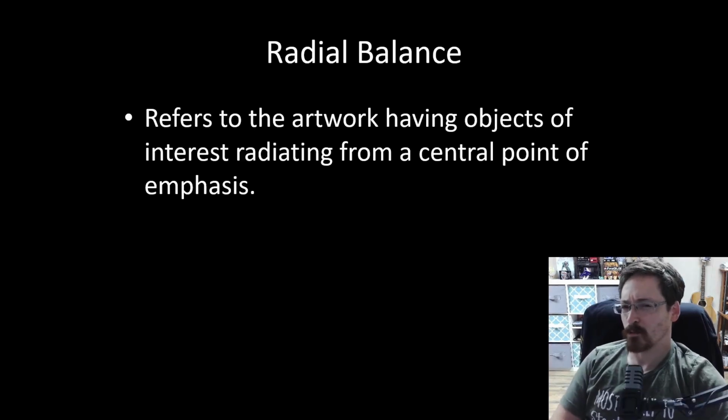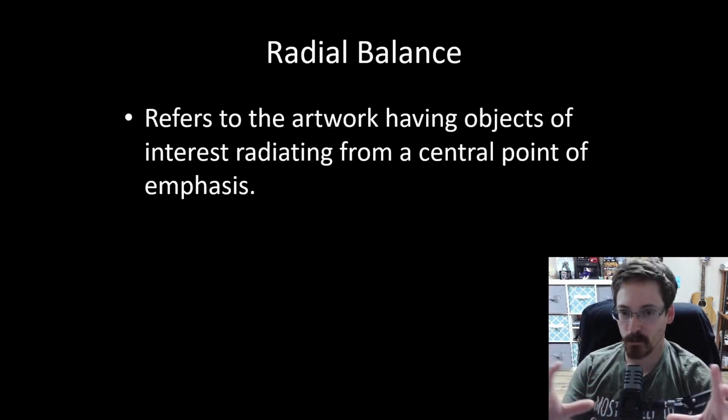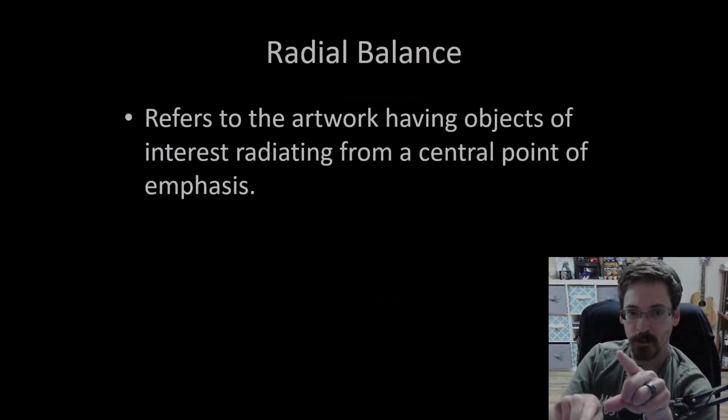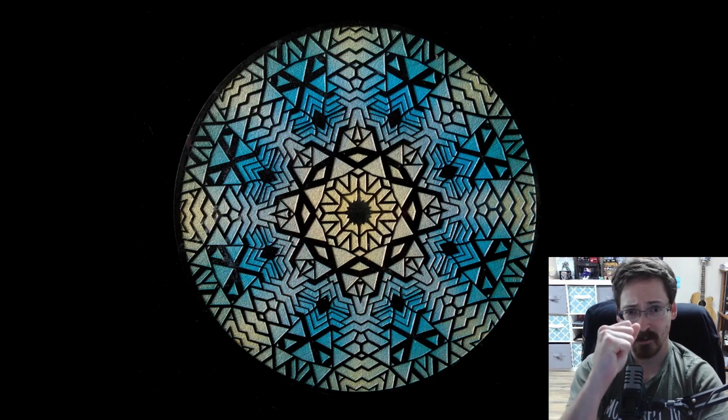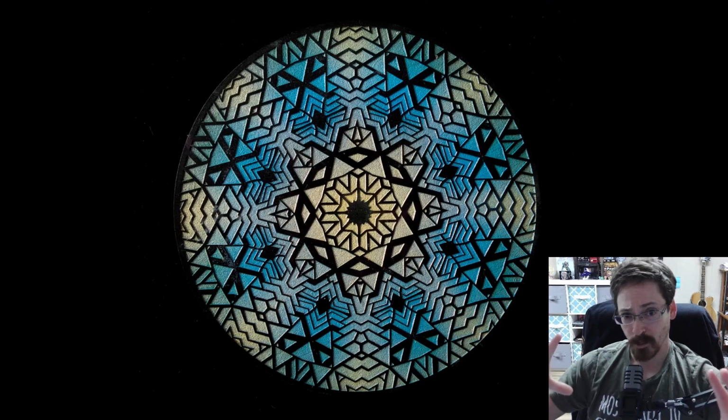Radial balance refers to something radiating from a center point. Imagine it like the radius of a circle. The point of the circle that starts at the center and goes outward to the edge of the circle, that is a radius. Radial balance is exactly the same thing, where it starts in the center of an artwork and radiates outward in all directions.